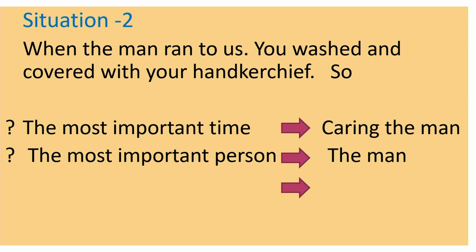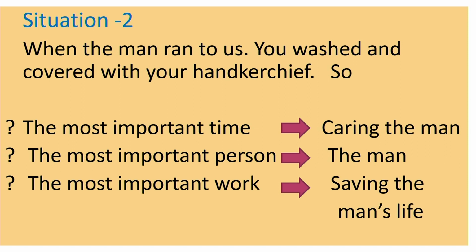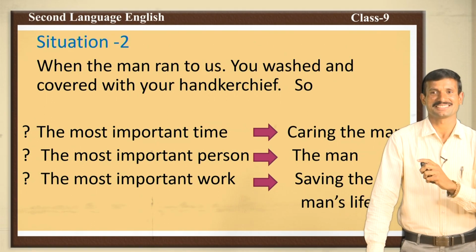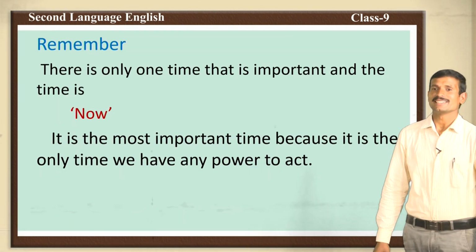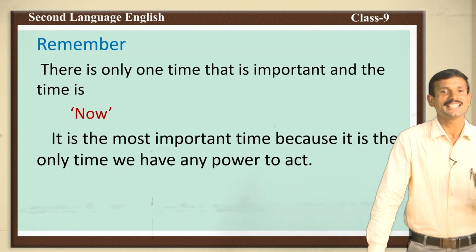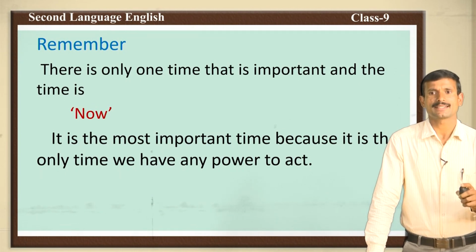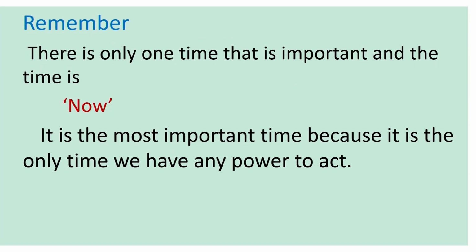And the most important work, very good, saving the man's life. These are the situations. So, the king has already been answered the questions. Now, the king realized the answers. Very good. Next, now the hermit explains everything. There is only one time that is important, and the time is now. Now only we should act.